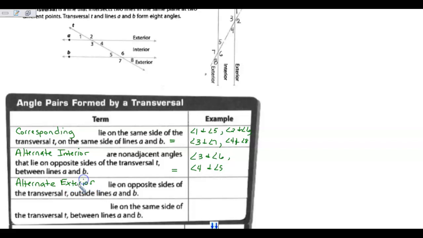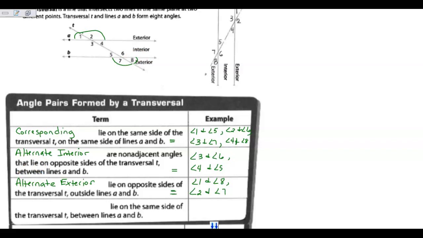And just like the name says, it's exterior, so it's on the outside, and they're on all opposite sides of the transversal. So angle 1 is alternate exterior to angle 8. Angle 1 and angle 8. And then I have angle 2, which is an exterior to the alternate, which is 7. So angle 2 and angle 7. And these are also equal to each other. So if I know the measure of 1, I know the measure of 8. Okay?